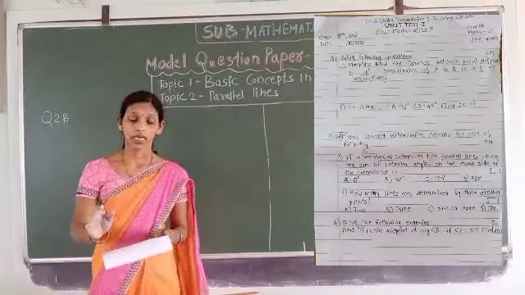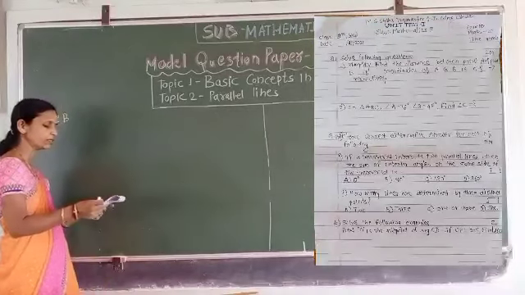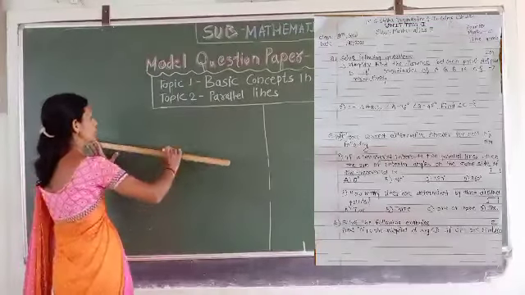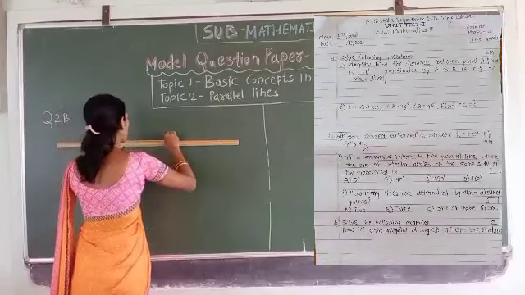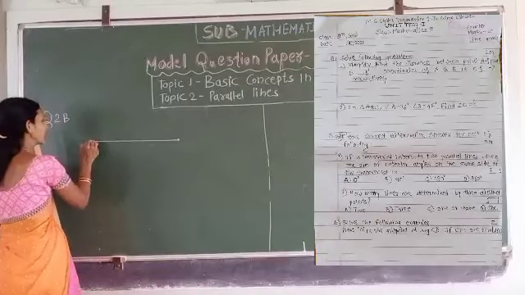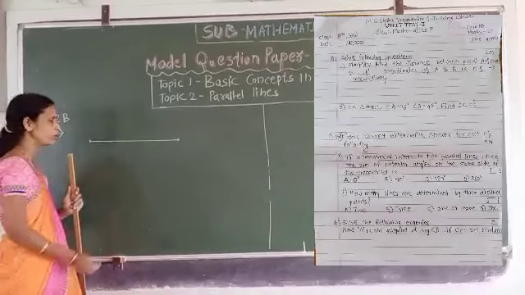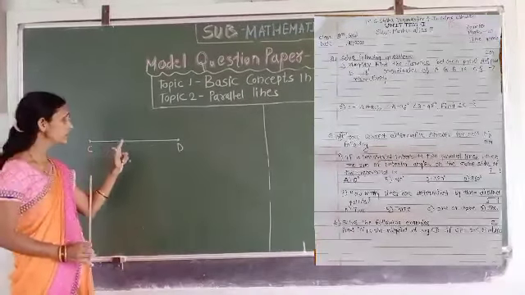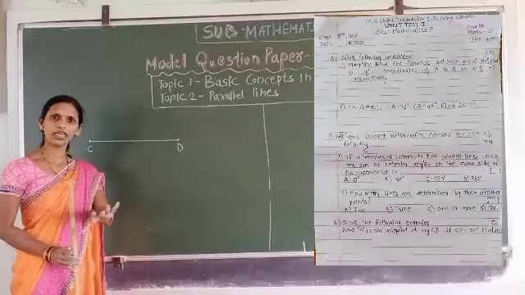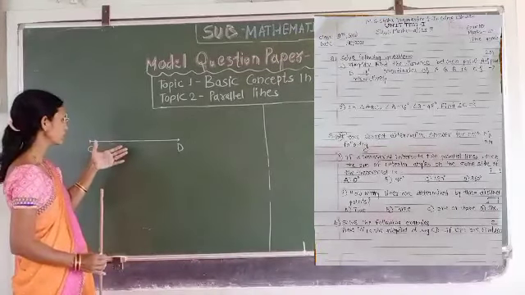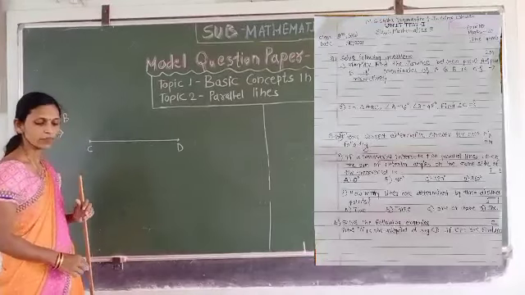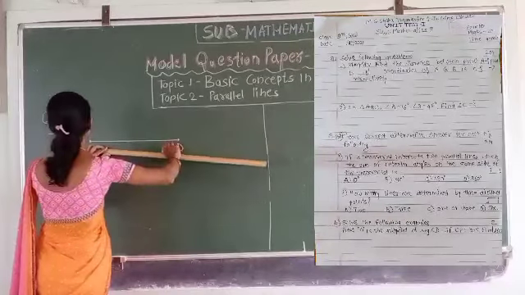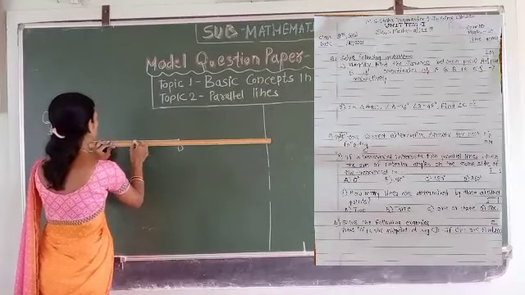Here we have to read carefully: point P is the midpoint of segment CD. Here we have to draw a figure or diagram for it. That means while solving this example, we have to draw the segment CD. The figure is also necessary for solving the example. Then segment CD, and P is the midpoint of that segment CD.